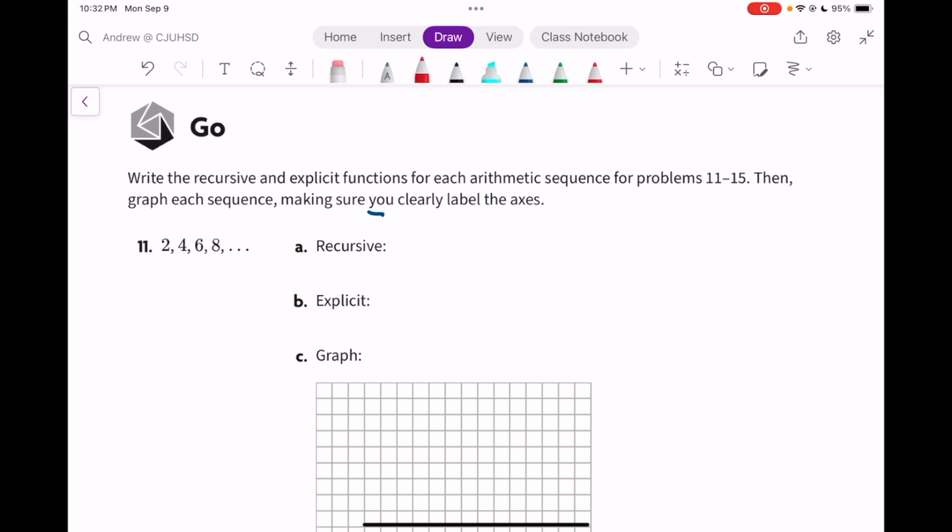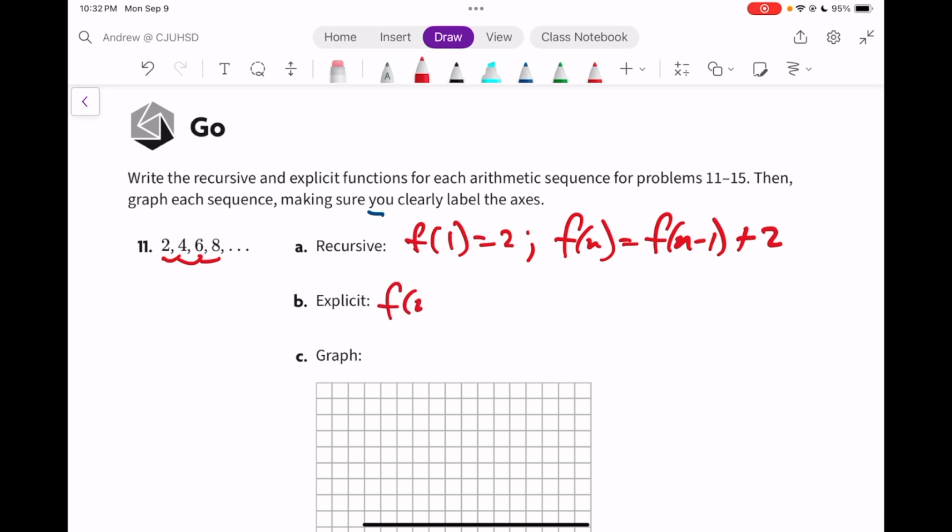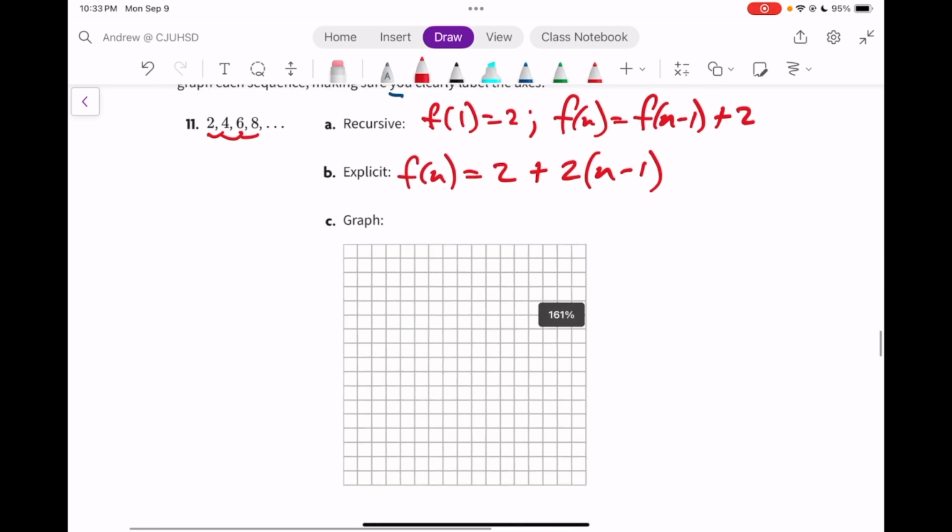Okay, you're back. So did you notice that this is arithmetic and it's going up by 2? And so that would make the recursive f of 1 is 2 and f of n is the previous plus 2. Explicitly, that would be f of n equals the first number plus the common difference times n minus 1. Now for the graph.